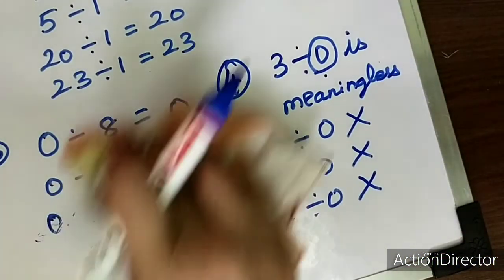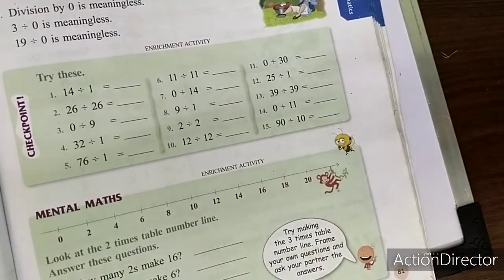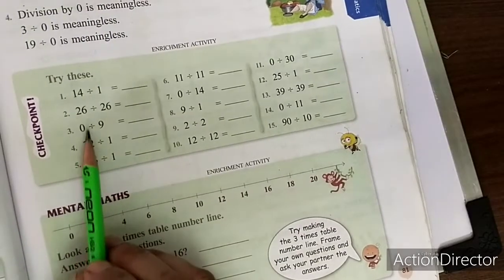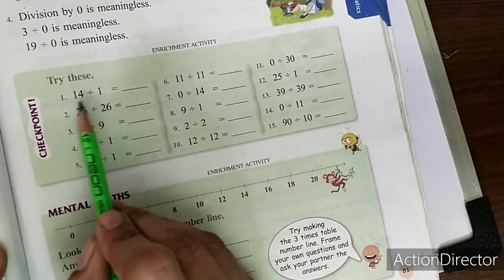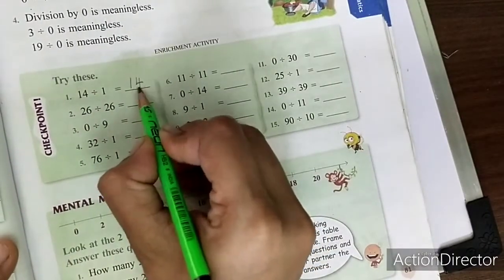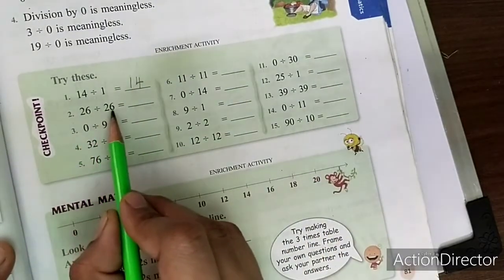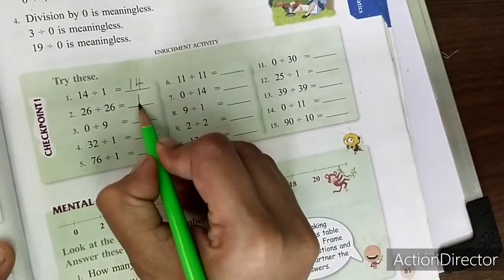Now we will see a few examples. Take page number 81. We are going to see this checkpoint. Try these. 14 divided by 1. Any number divided by 1, the answer will be the number itself. 14 divided by 1 will be 14 itself. 26 divided by 26, a number divided by itself, the answer will be 1.